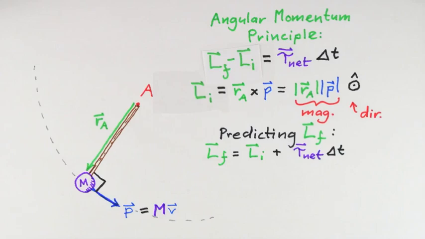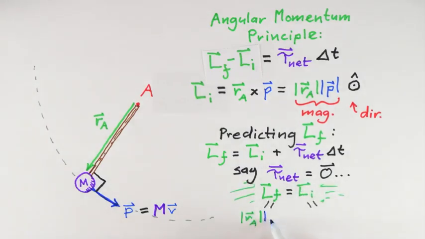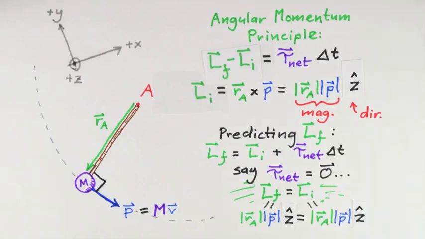So we need to specify the total twists, the net torque on our system. Let's say that the net torque is 0. Then the angular momentum principle tells us that the final angular momentum, the angular momentum delta t later, is equal to the initial angular momentum. In other words, the magnitude of the final angular momentum is the same as the magnitude of the initial angular momentum, in this case the product of r sub A and p. And the direction of the final angular momentum is the same as the direction of the initial angular momentum, in this case out of the screen, in the plus z direction if we take the plane of rotation here to be parallel to the xy plane.